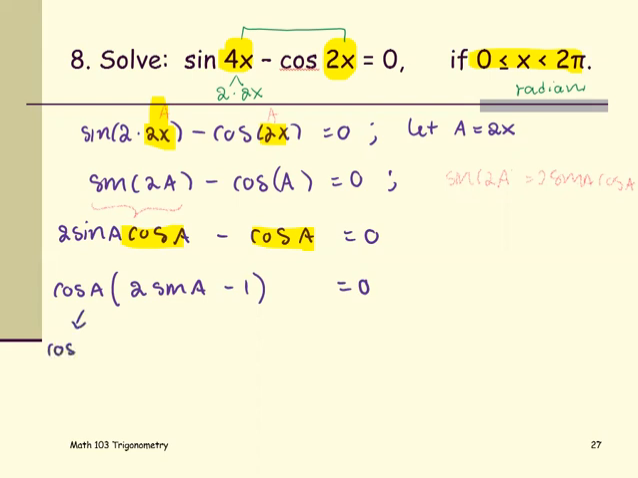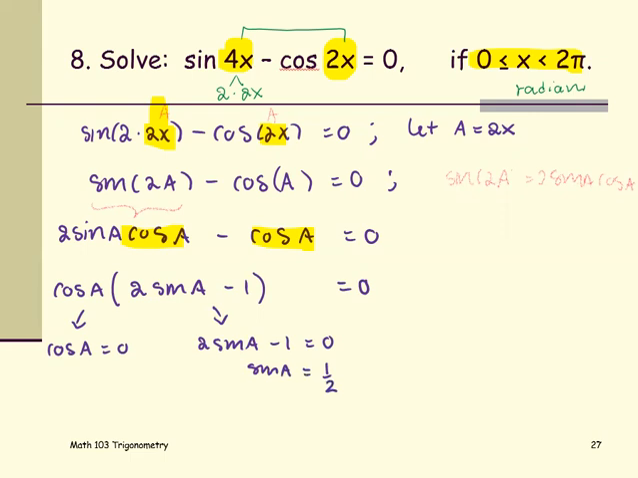Then we can use the zero product property to solve for each factor. The first factor, we have cosine A equals 0. The second one will give us 2 times sine A minus 1 equals 0. And solve a little bit more, we have sine A equals 1 over 2.